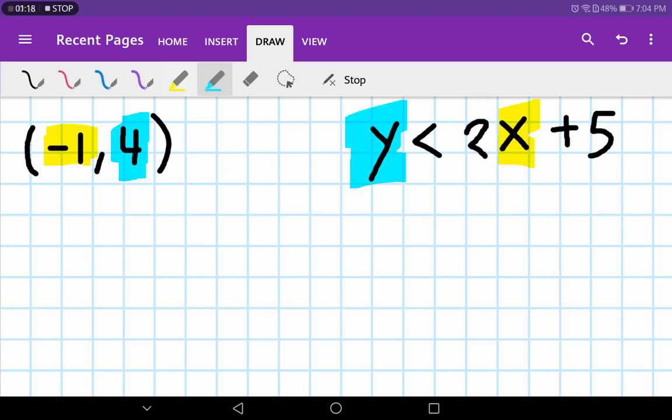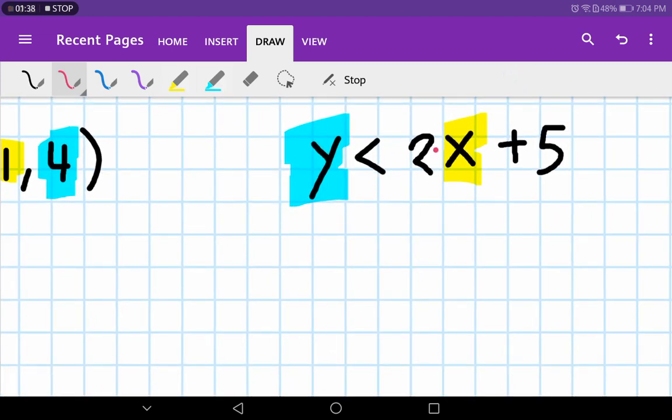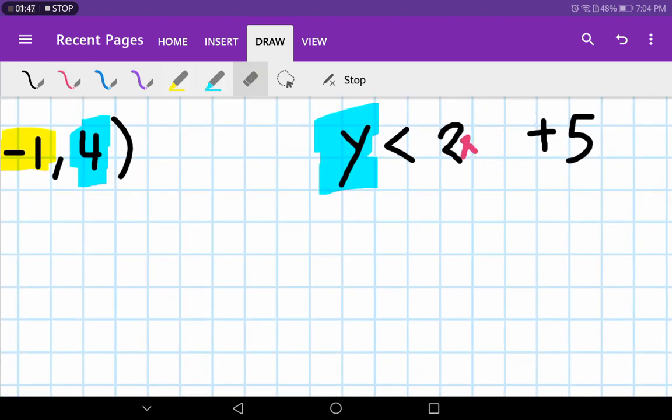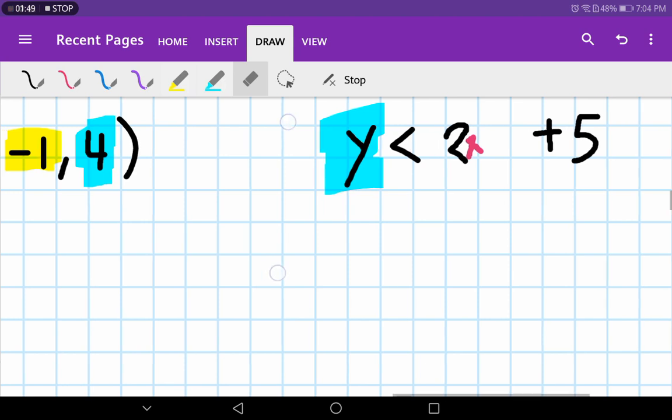But what is between the 2 and the x? There is something hidden, yes? It is a hidden multiplication between the 2 and the x. Okay, good. So Yazan said there is a hidden multiplication between the 2 and the x. Because of that, I have to multiply the 2 by the value of x, which is negative 1.